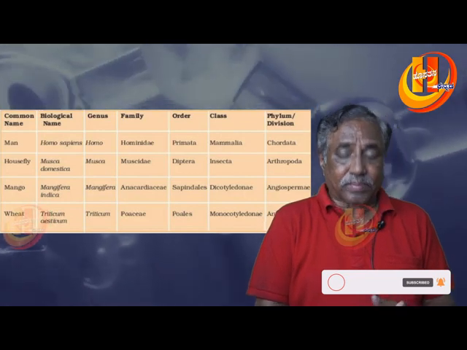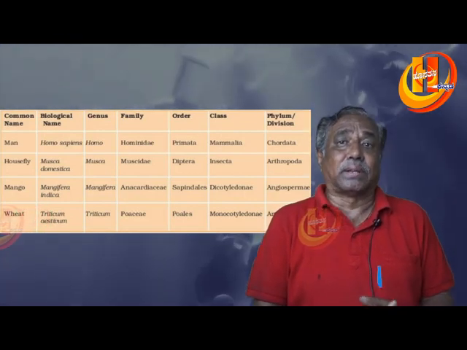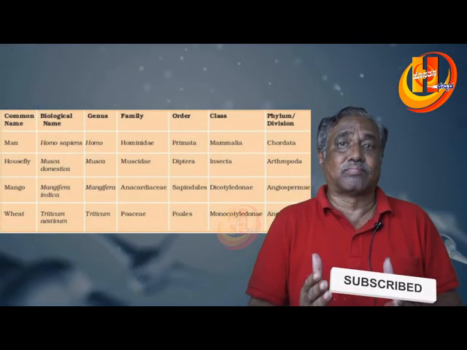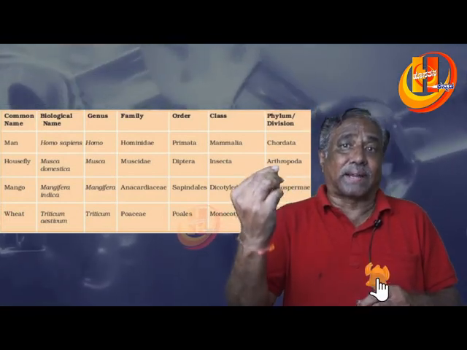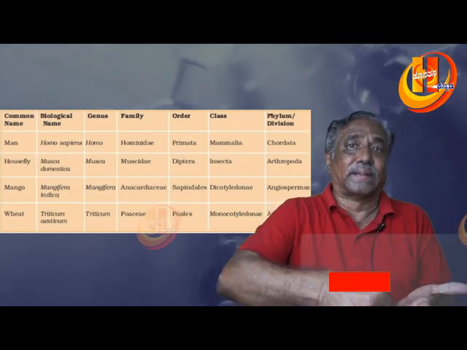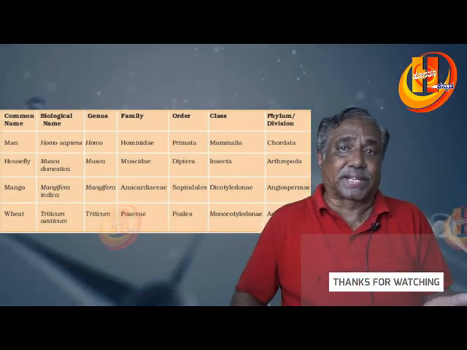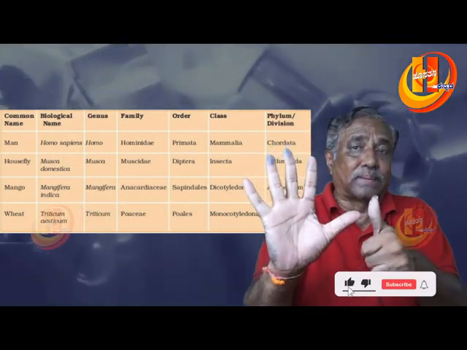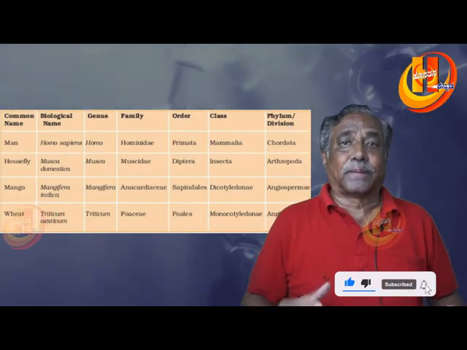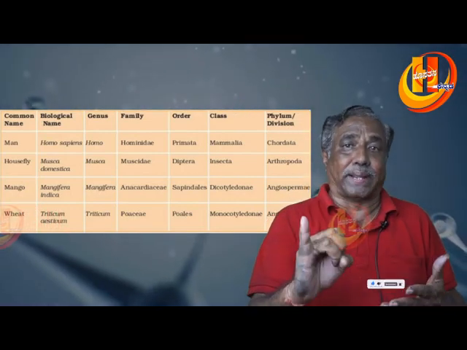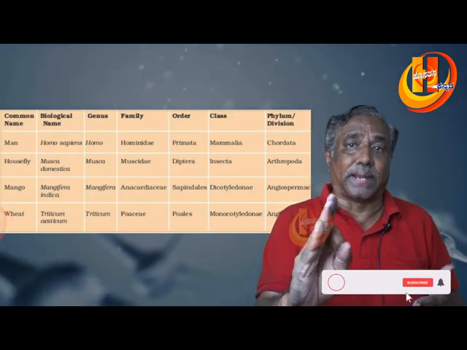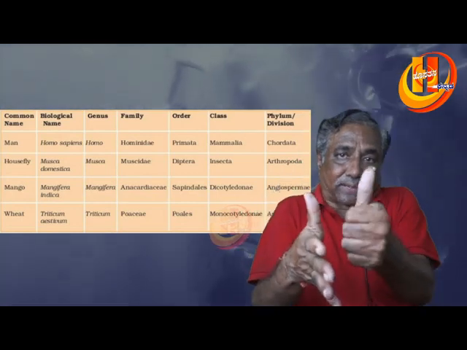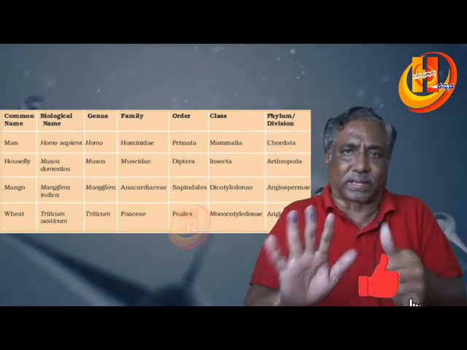And then the taxonomical aids. Number 1 is herbarium. Plants are dried, pressed and pasted on sheets called herbarium sheets, for which 6 points we have to remember: local name, English name, botanical name, name of the collector, place of collection, date of collection. These are the 6 points very important for NEET.